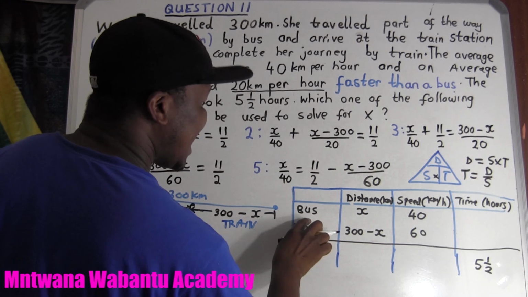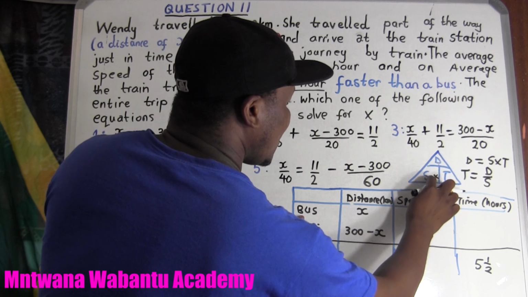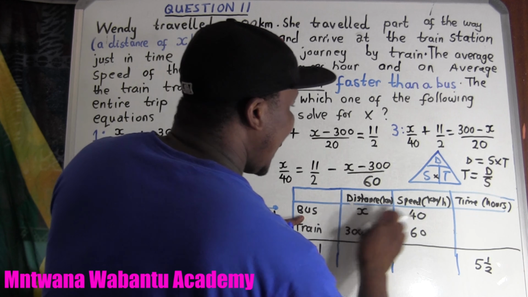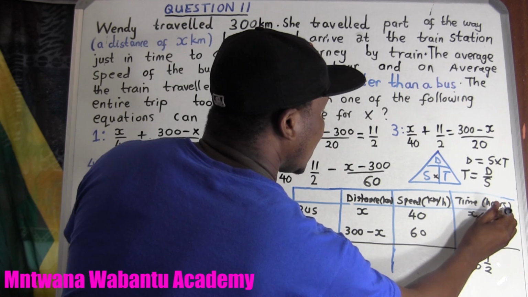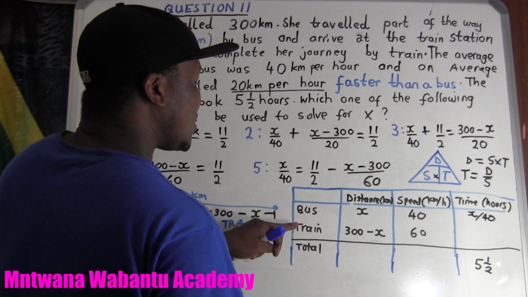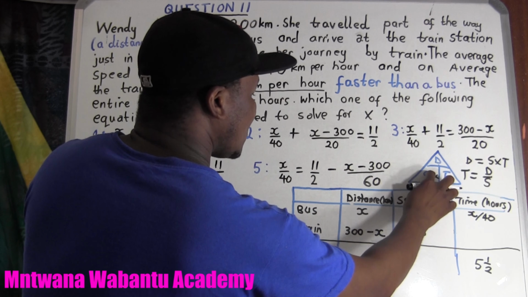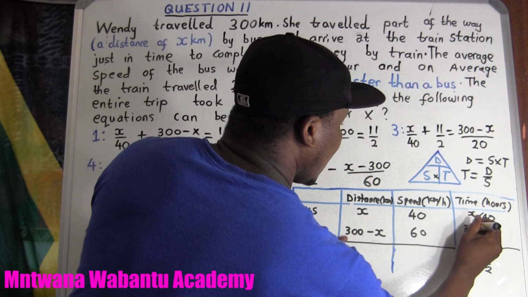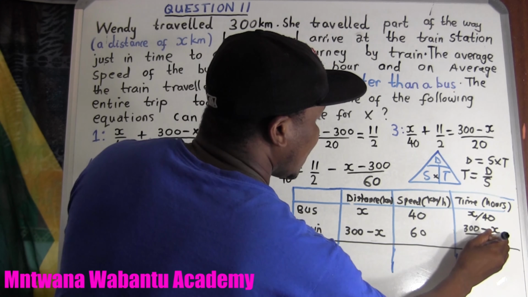We have, for example, the time of a bus. Time equals distance over speed. What is the distance? Distance is x, and the speed is 40. So x over 40. Now let's go to the time for the train. Time equals distance over speed. Distance equals 300 minus x, over speed equal to 60.